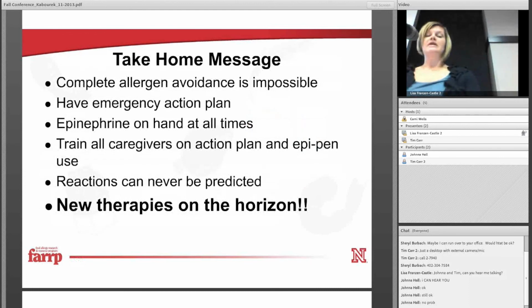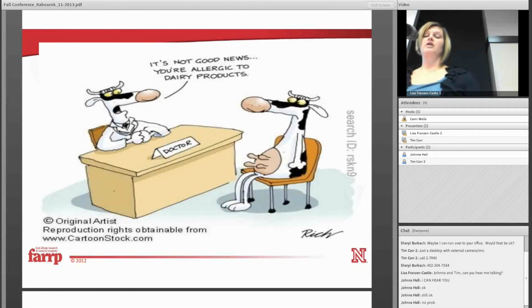So our take-home message is to completely avoid the allergen at this time. Hopefully, we'll see some regulations that perhaps will allow a little bit of contamination in food products. Always have an emergency action plan, because accidents are never planned. You never know when something could cause some problems. Training and education is probably your biggest weapon in battling food allergies. And it's promising because there are a lot of different therapies on the horizon. So this is my attempt at humor.